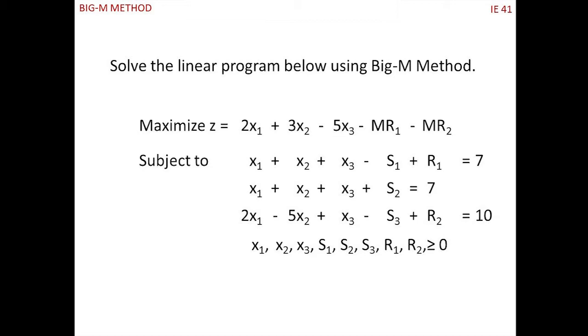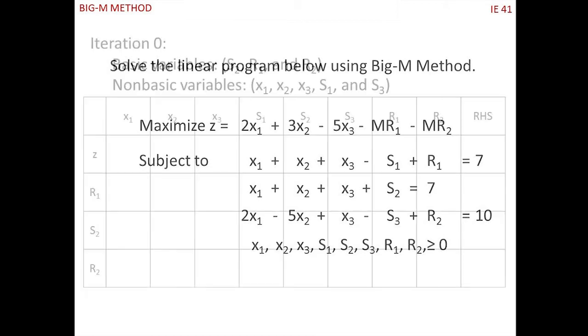By the big M method, we add artificial variables r₁ and r₂ to play the role of slack variables. But since these variables are not part of the original linear program, we need to penalize them in the objective function by assigning a very big number M, positive M for minimization problems and negative M for maximization problems, for their coefficient. This will force the artificial variables to take a value of 0 in the final solution.